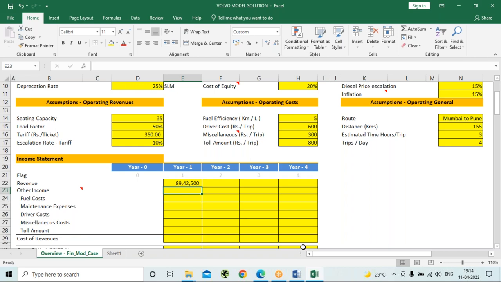Okay, so now it says that every year there is an increment of 10% on the ticket price. So in that case, there will be an increase of 10% in revenue compared to the previous year. So if you remember, can you tell me how you can calculate a 10% increment from the previous year?